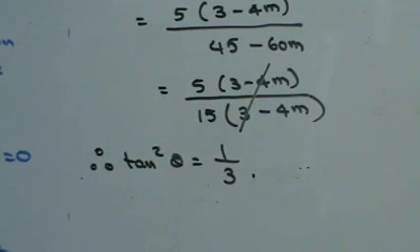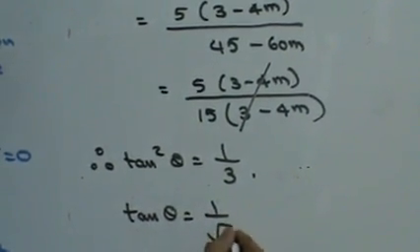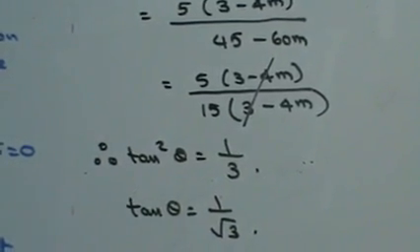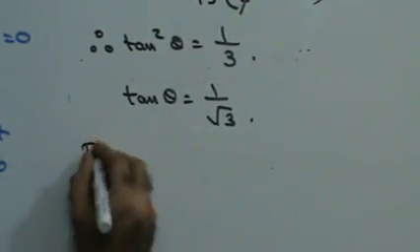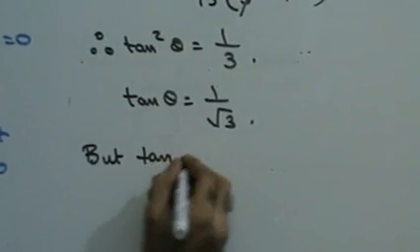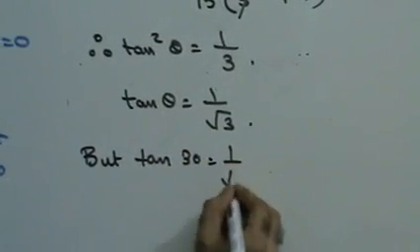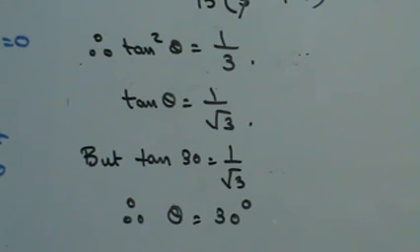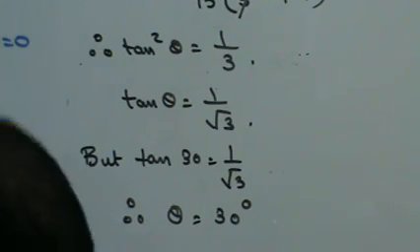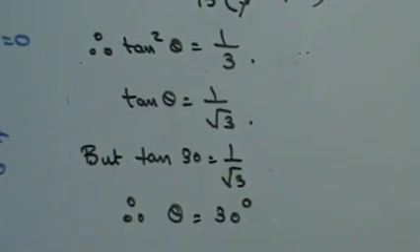If tan square theta is 1 upon 3, then tan theta will be 1 upon root 3, taking square root on both the sides. But we know that tan 30 is 1 upon root 3. Therefore theta is 30 degrees, and that's what you have to prove. You have to prove that the angle between the lines is 30 degrees. Fine, do we get this clear? Let's move on to the next sum, people.